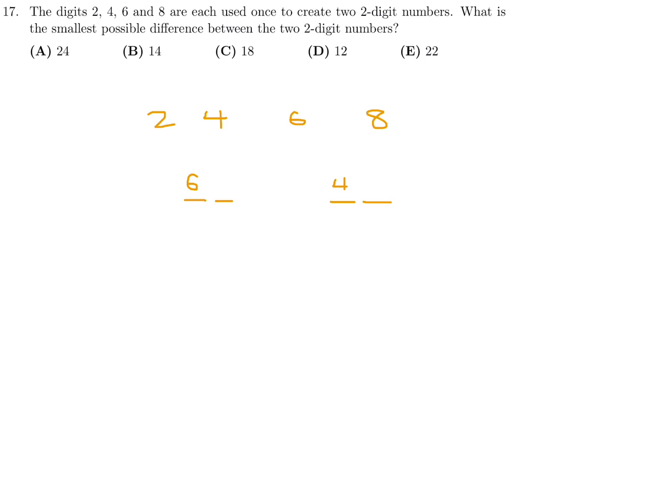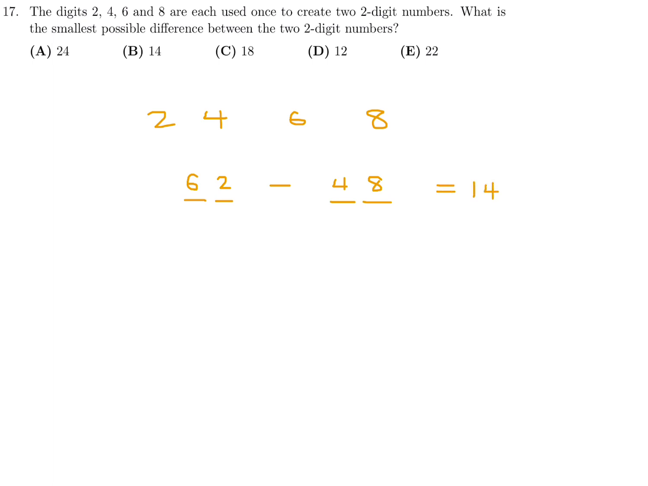Okay, so then the other two numbers, 2 and 8, have to be placed in a way to minimize the difference. And that's done by making this as small as possible and making this as large as possible. 62 and 48 is my first estimate, and the difference here is 14.